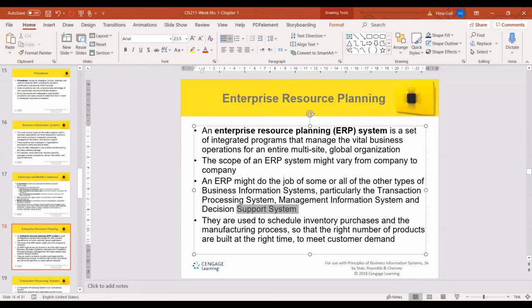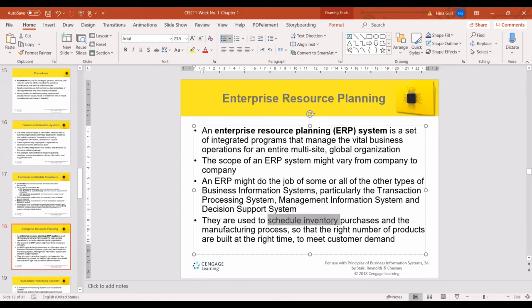And we discussed already the decision support system. The top management needs to take some decisions, so they need some specific information, and this department is responsible for generating specific information that helps the top management to take future decisions.